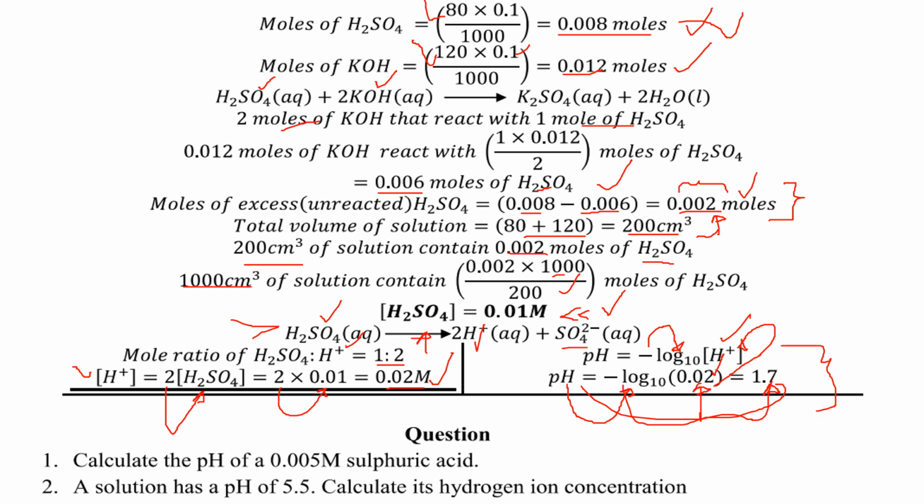Now I told you, you can write pH to 1 decimal place, 1 dp, or if you want to be more accurate, you can put it to a maximum of 2 dps.